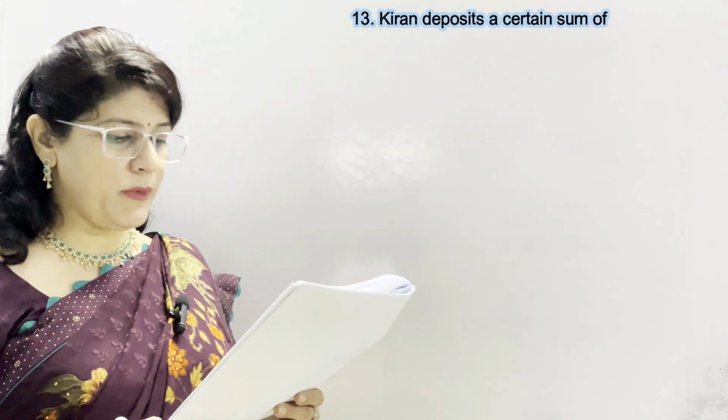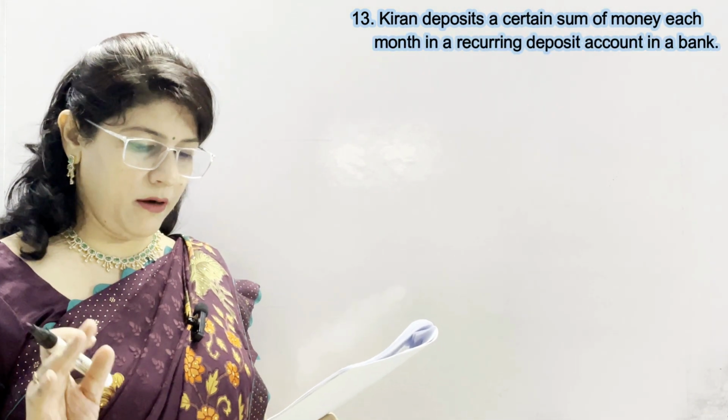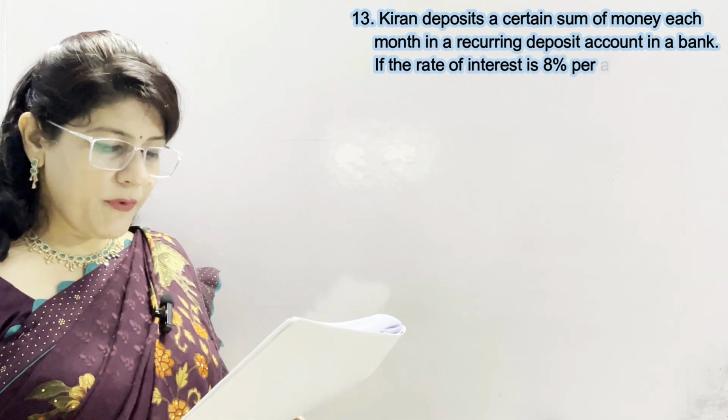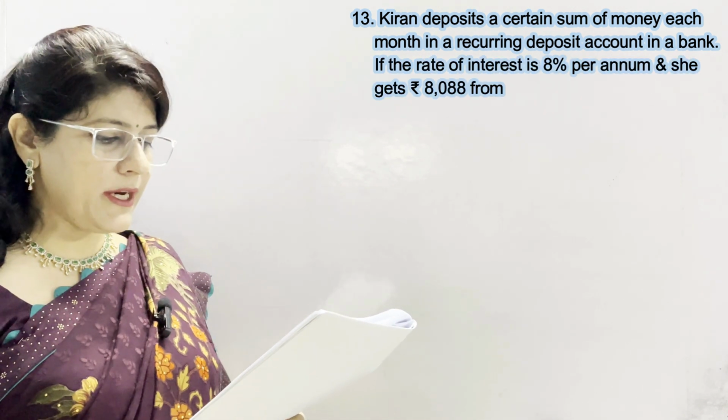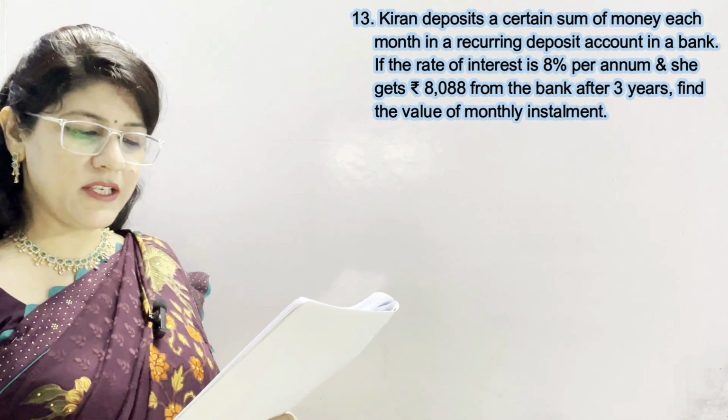In banking, they can mostly ask us 3 types of questions. They can ask us for maturity value or interest, or we can calculate time, or we can calculate principal also. Now in this numerical, we are going to calculate the principal amount. Kiran deposits a certain sum of money each month in a recurring deposit in a bank. If the rate of interest is 8% per annum and she gets 8088 from the bank after 3 years, find the value of the monthly installment.